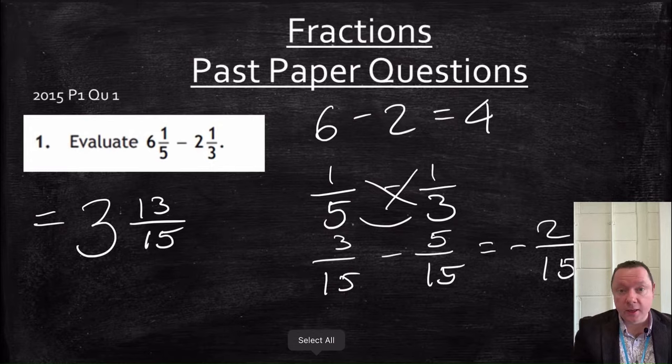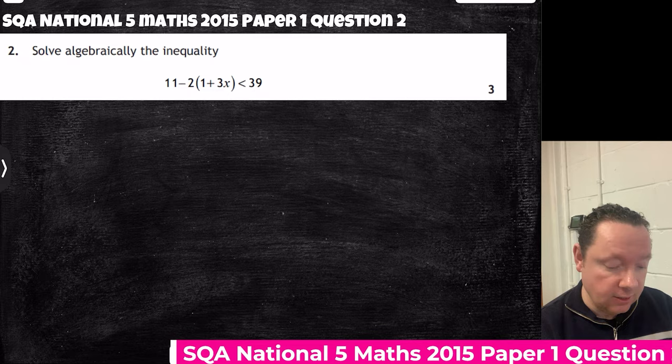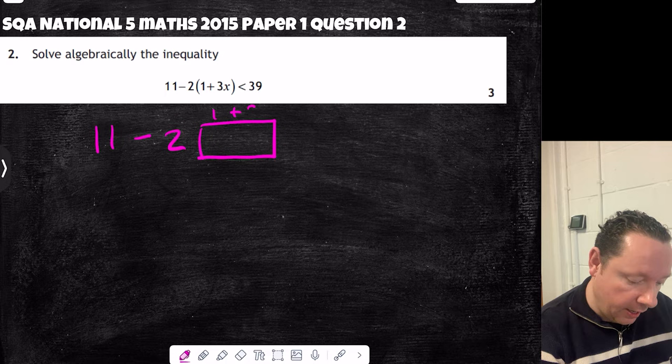Screen after 5 maths, 2015, paper 1, question 2. Solve algebraically the inequality, 11 minus 2 bracket 1 plus 3x is less than 39. So we need to expand the bracket and solve. So we've got 11 minus, and I usually use a box for expanding brackets, so we've got 1 plus 3x, or you can just do the normal way, is less than 39.